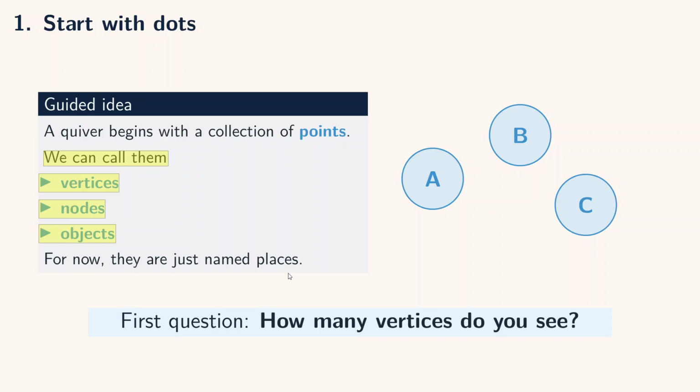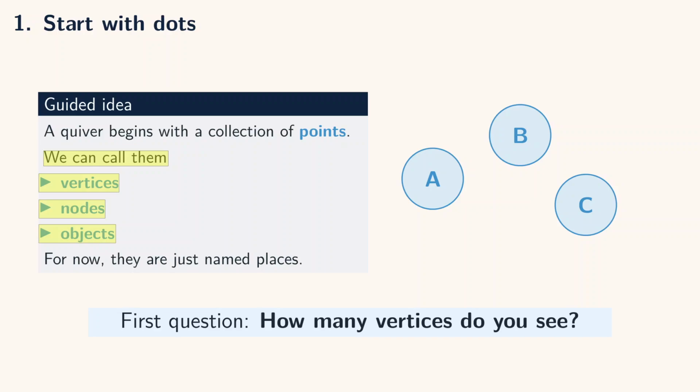In our first picture, we have three such points. One is labeled A, one is labeled B, and one is labeled C. That is it. Three named places. No connections yet, no arrows yet, just three dots, and their names. And I want you to sit with that for a moment, because even this simple picture is already telling you something, that in mathematics, we often begin by naming the things we care about before we say anything about how they relate to each other.